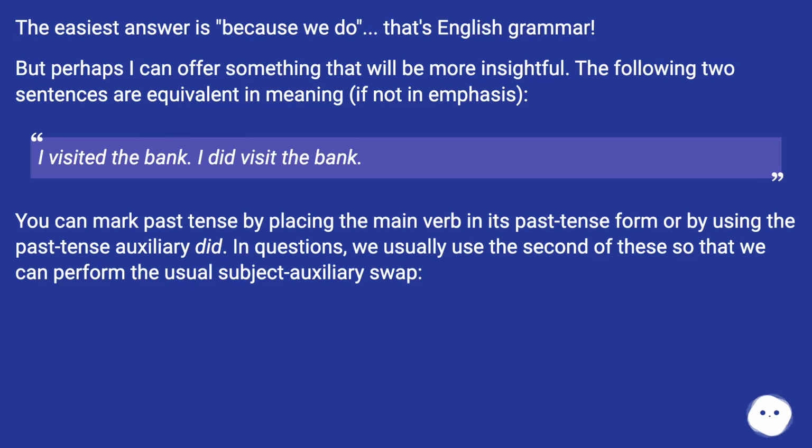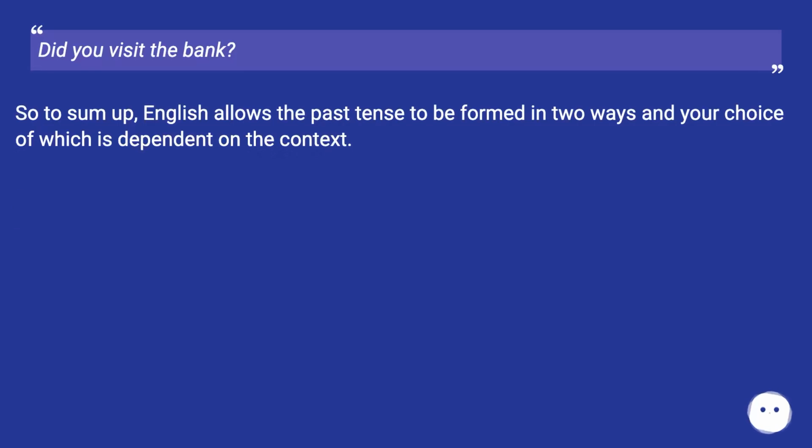You can mark past tense by placing the main verb in its past tense form or by using the past tense auxiliary did. In questions, we usually use the second of these so that we can perform the usual subject-auxiliary swap. Did you visit the bank? So to sum up, English allows the past tense to be formed in two ways, and your choice of which is dependent on the context.